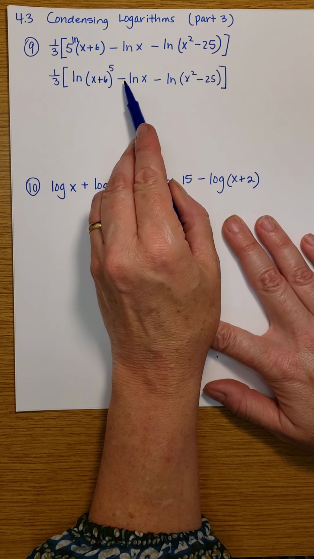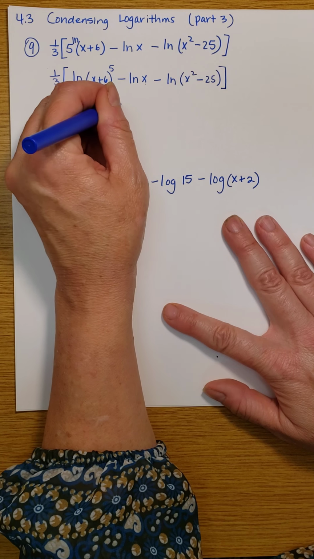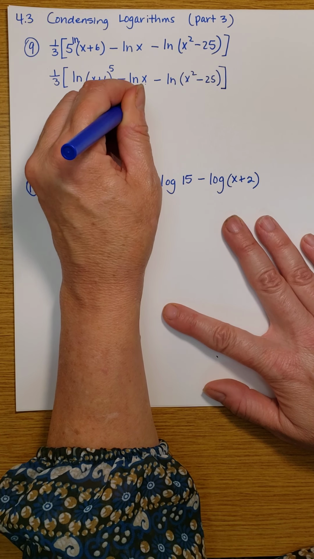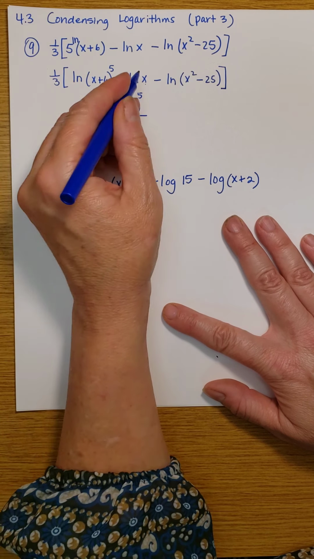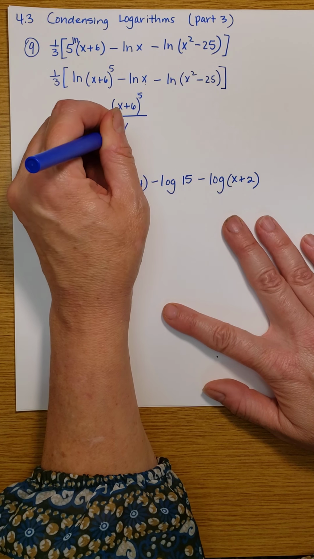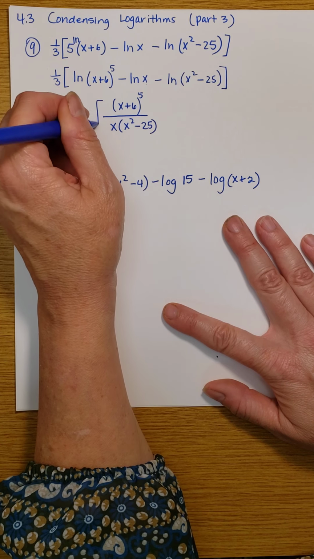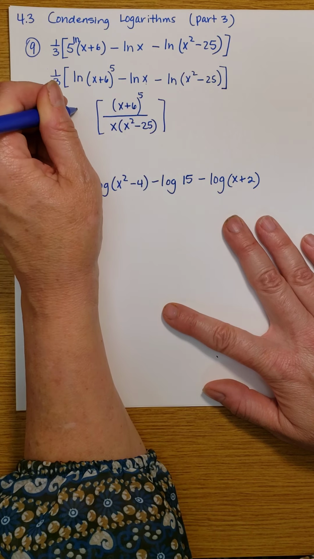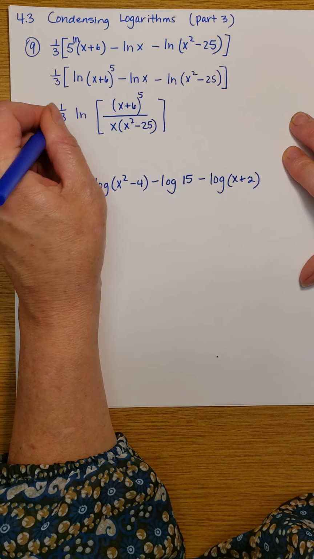Like I said, everything with a negative in front is going to go in the denominator. So here we have x plus 6 to the 5th, and that's in the numerator. And then in the denominator, we have x times x squared minus 25. And we're taking the natural log of that whole thing. And that's, of course, multiplied by 1/3.